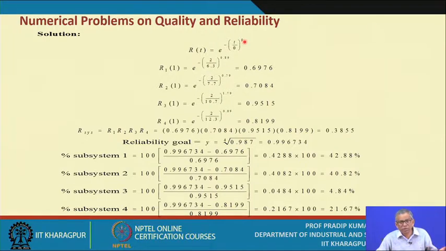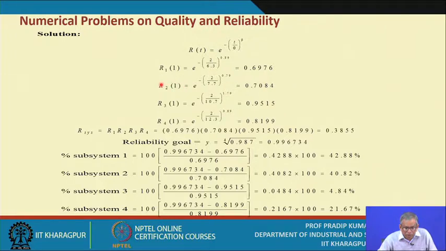We have already referred to the Weibull density function and done the reliability modeling, so please refer to those expressions. Now, this is the first subsystem. For the first subsystem, these two values are given. The value of theta, the scale parameter, is 6.3 and beta is 0.89. Applying this formula, you get the reliability for the first subsystem, that is 0.6976.